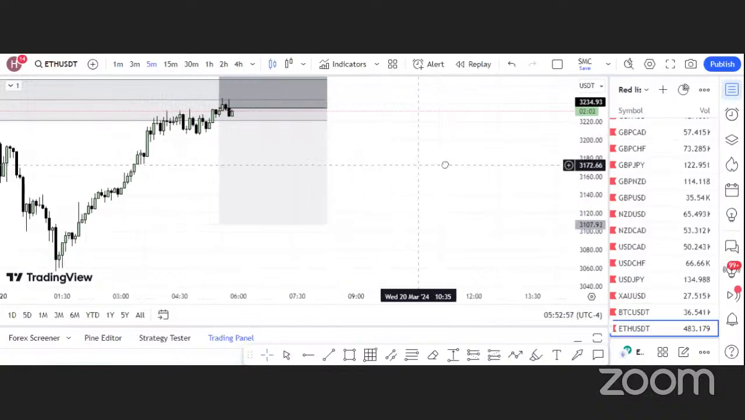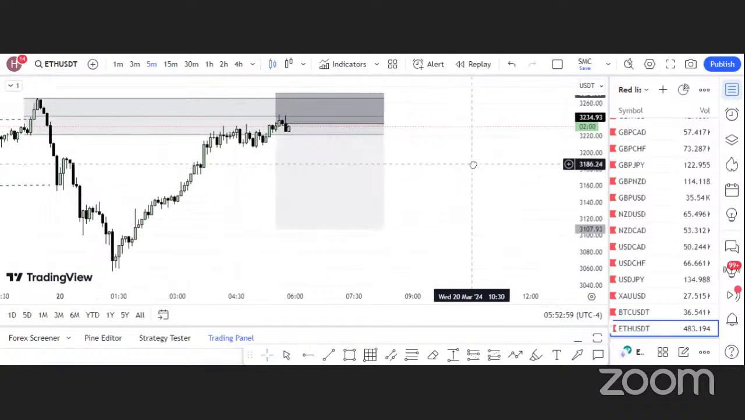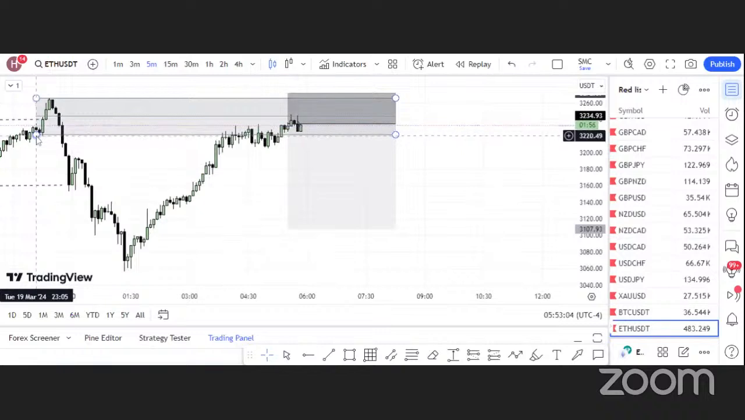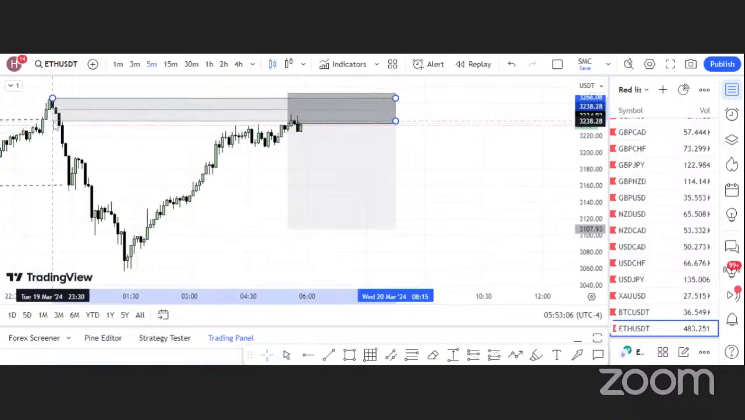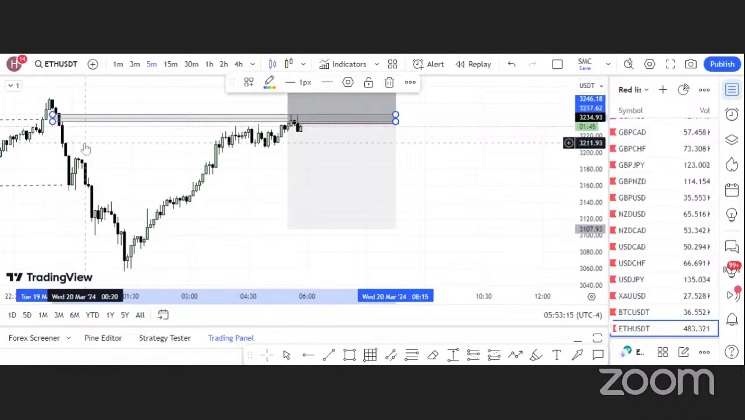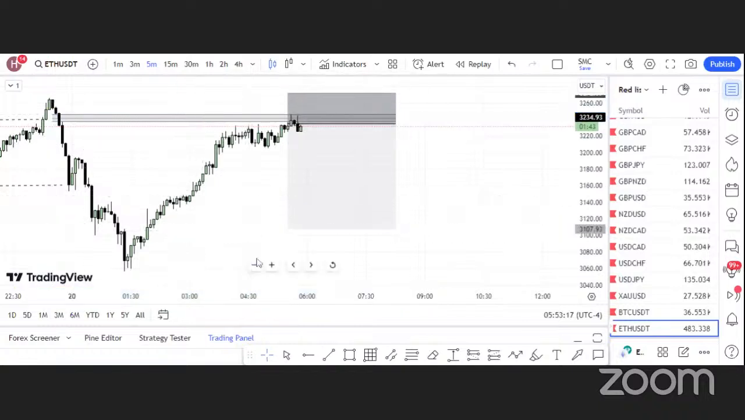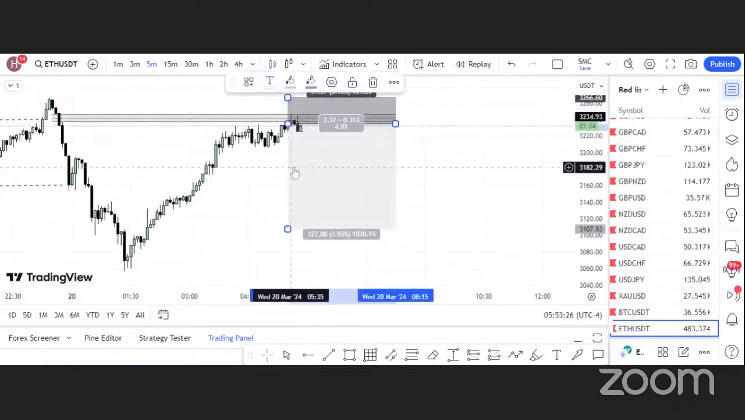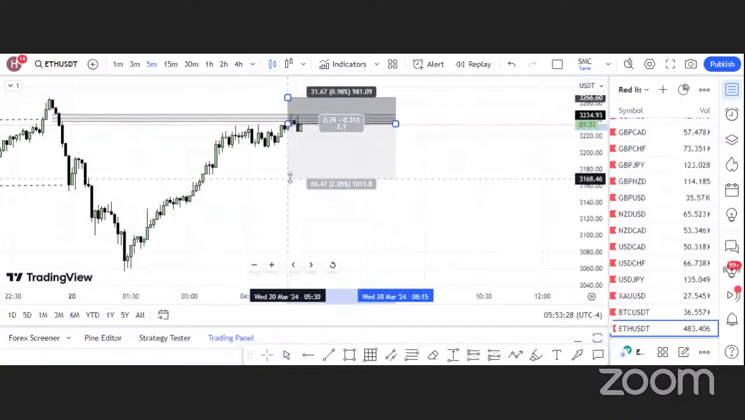All right, so let's see if this rejection is going to hold. We have less than 2 minutes to the end of this current candle. So if this rejection holds, we're going to place a sell trade from here, using this as our stop loss and this as our take profit.